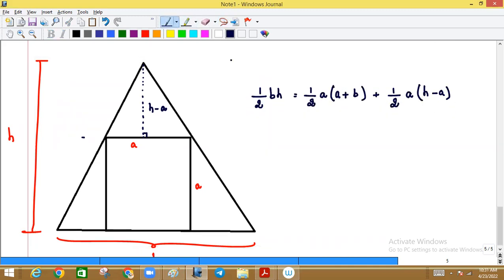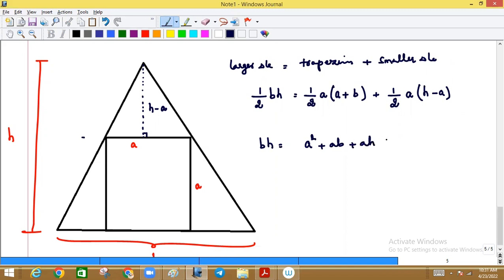First one, larger triangle, trapezium, smaller triangle. Half BH, half cancel anyway, BH is equal to A square plus AB, AH. I need what is A? Therefore, what is A equal to? BH by?